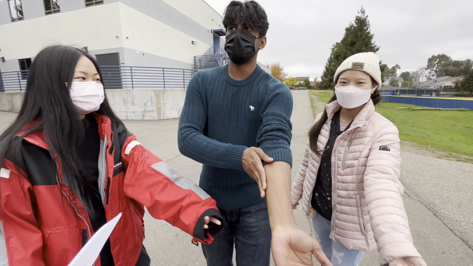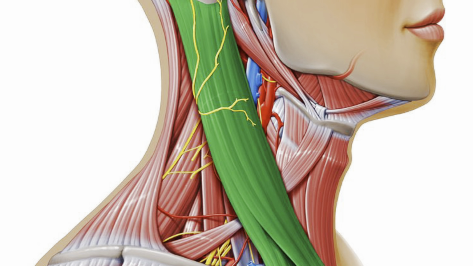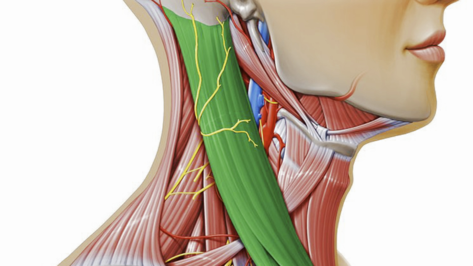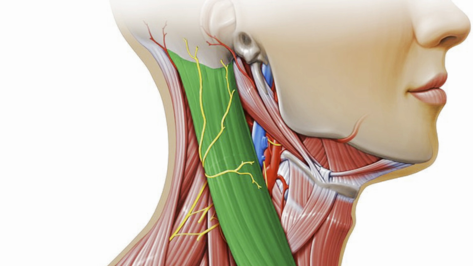Left flexor carpi. The sternocleidomastoid has two origins, one in the manubrium and the other in the medial portion of the clavicle, and it inserts into the mastoid process of the temporal bone in the skull. It flexes the neck laterally and anteriorly and provides some rotation.